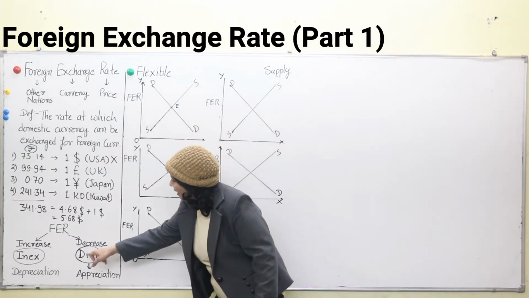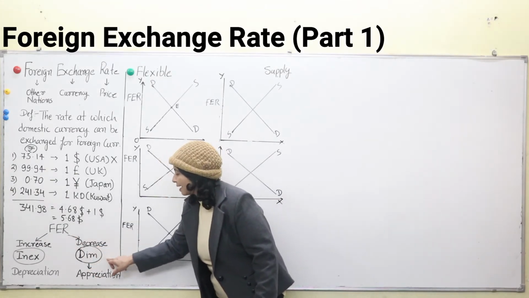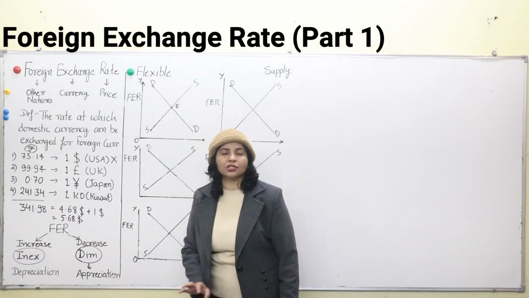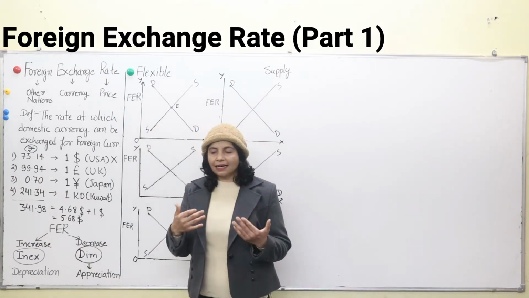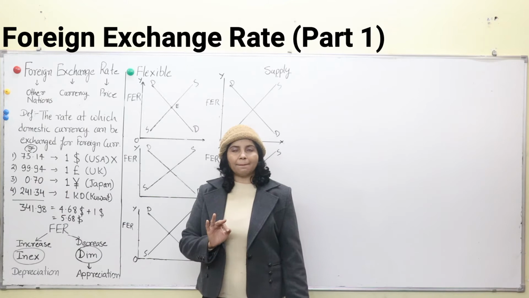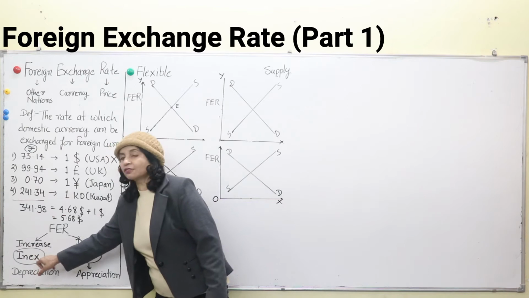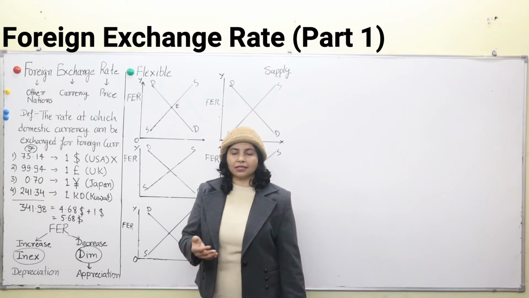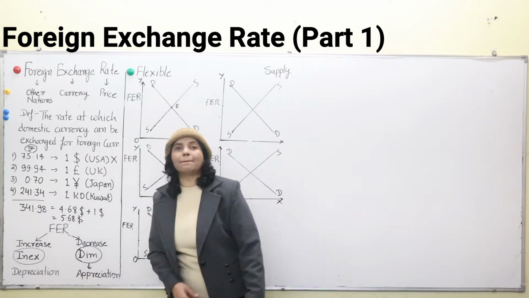Okay, here DIM appreciation means that with a decrease in foreign exchange rate, imports are increasing and our domestic currency is appreciating. DIM appreciation. Clear? Then FER increase, that means the foreign exchange rate is increasing: INEX depreciation. Remember this term? INEX depreciation. That means with an increase in foreign exchange rate, EX for exports, exports of India are increasing, and our currency is depreciating.